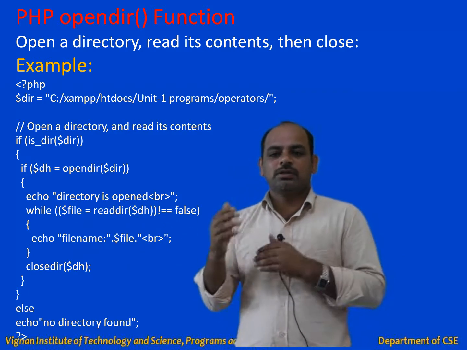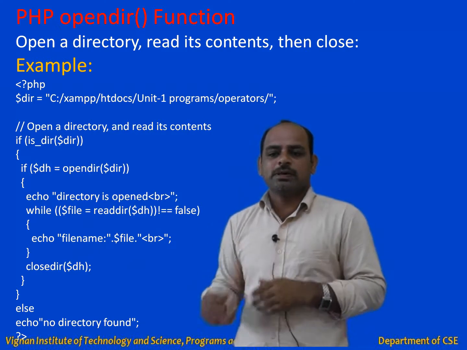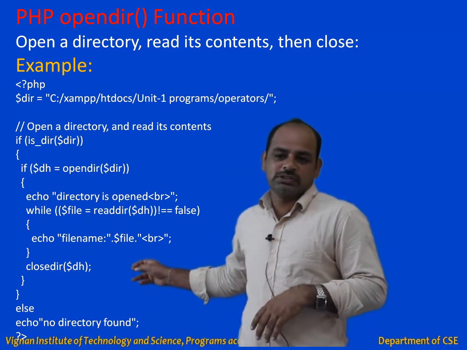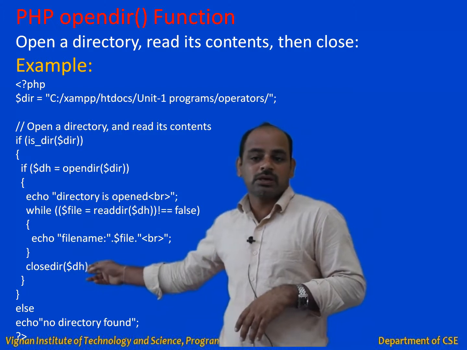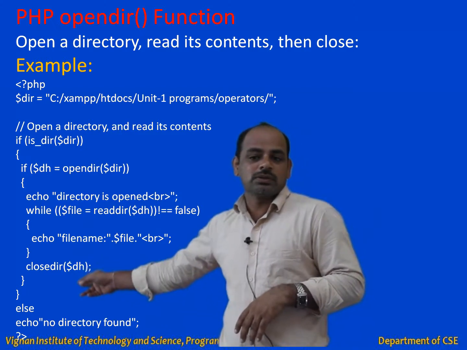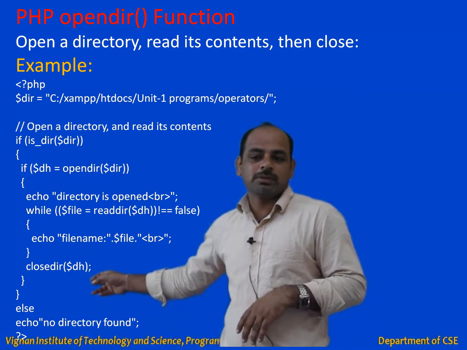Once it has read the content of the directory and displayed it, finally we have to close the directory. For this we use the closedir function, and we also have to pass the directory handle as a parameter, to say which directory you want to close.